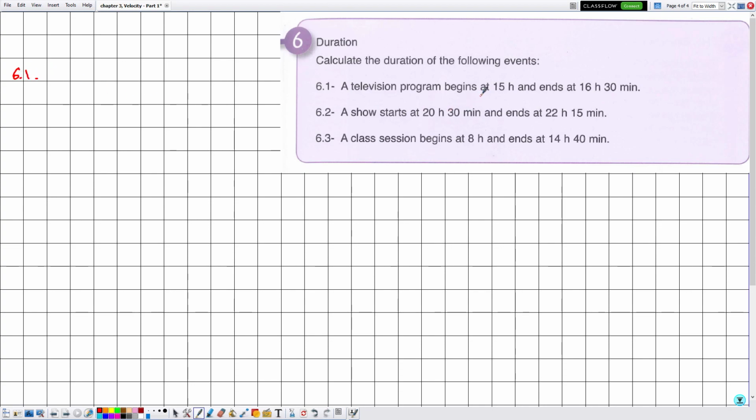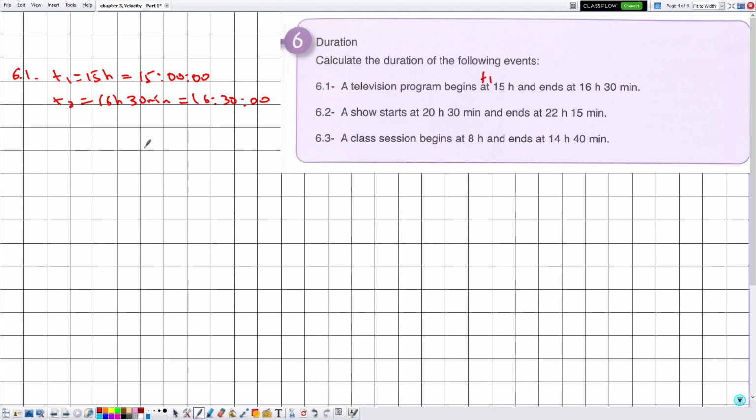A television program begins at 15 hours. So T1 is given by 15 hours, and this can be written according to the stopwatch, and ends at 16 hours 30 minutes, which can be written as 16:30.